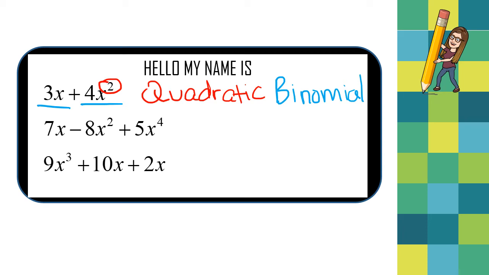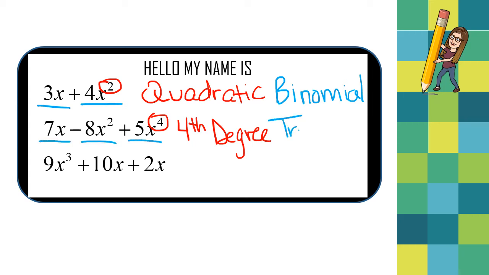All right, let's take a look at the second example. The highest exponent I see is a 4, so that's fourth degree. And the number of terms it contains is 1, 2, 3. The prefix for three is tri, so trinomial.